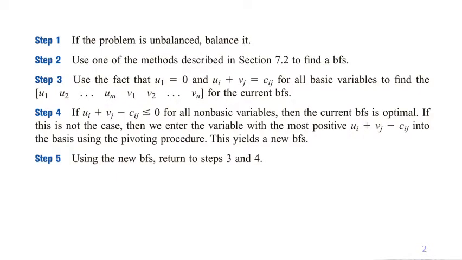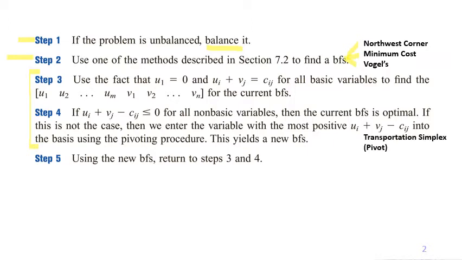The first step, make sure that your transportation problem is already a balanced transportation problem. Second step, use one of the methods to find a BFS. So use one of these three methods that you've seen before to find the BFS. These two steps, you already know how to do. In this video, I'm going to talk about step 3 and step 4, but you have seen some part of step 4 in the previous video.